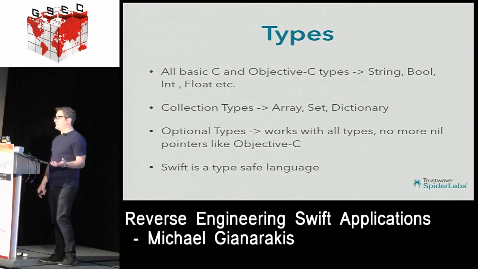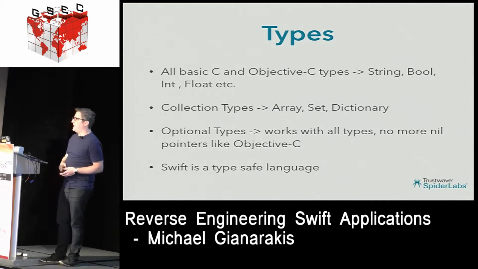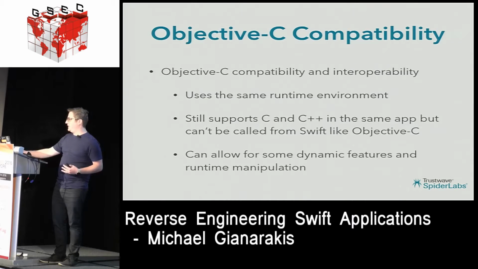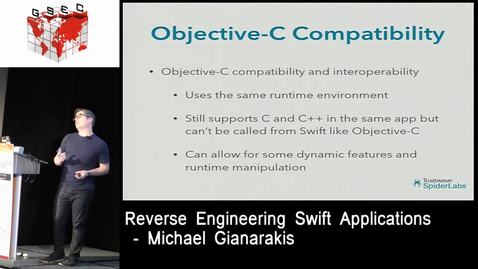Cool, so types. There's all the basic C and Objective-C types: string, booleans, ints, floats, etc. There's a bunch of collection types: array, set, dictionary. There's optional types, which work with all types, so there's no more nil pointers like in Objective-C, and Swift is a type-safe language. There's Objective-C interoperability.